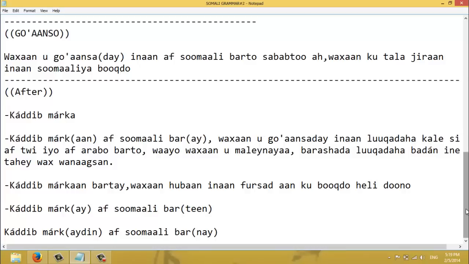Like I said in the previous video, we made a chart. So after they study Somali, kadib marakai af Somali baratain. All right, and the last one, kadib marakaidin af Somali baranai. So after we learn Somali, so Aiden is referring to us.